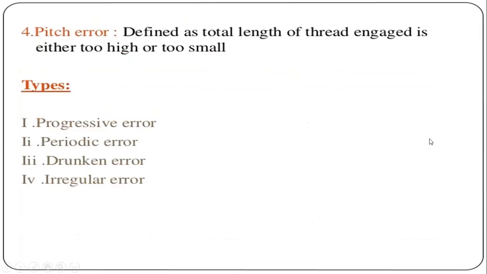And next one is the pitch error. This pitch error is defined as the total length of thread engaged being either too high or too small. So it is defined by too high a measurement or too small a measurement of the screw thread.